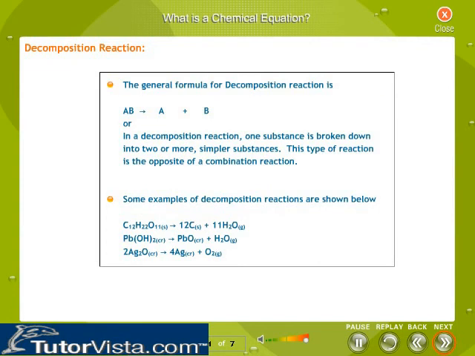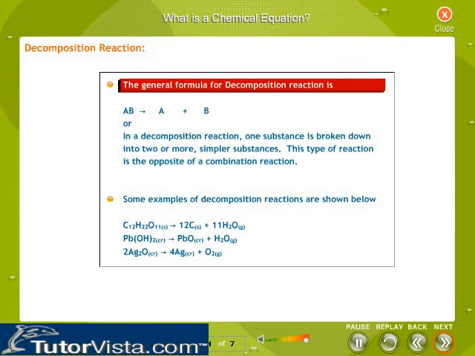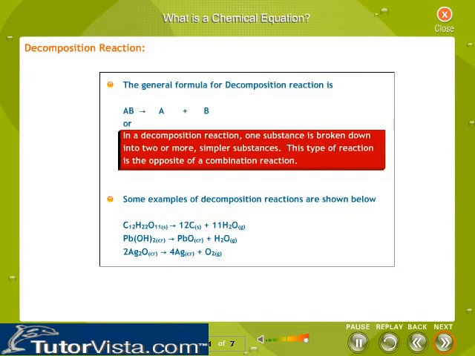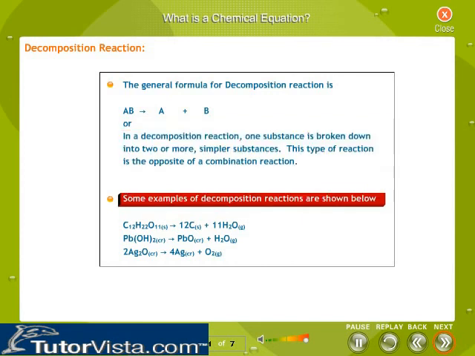Decomposition reaction. The general formula for decomposition reaction is AB produces A plus B. In a decomposition reaction, one substance is broken down into two or more simpler substances. This type of reaction is the opposite of a combination reaction. Study and understand the examples carefully.